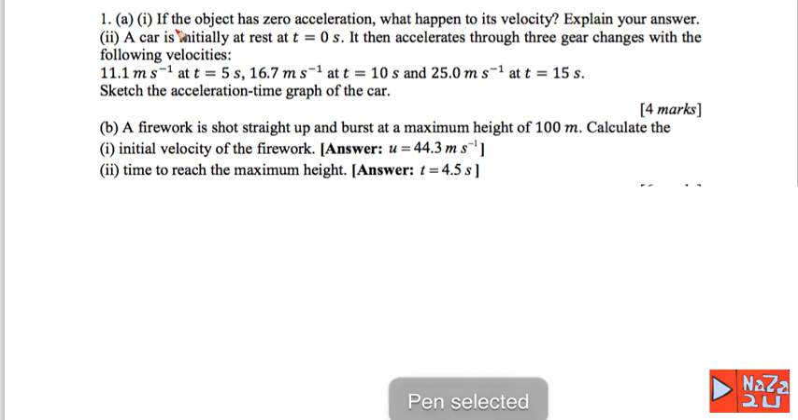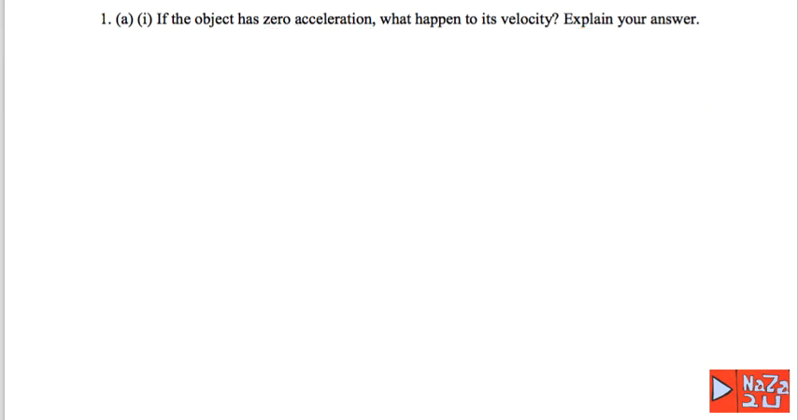A1: if the object has zero acceleration, what happens to its velocity? Explain your answer. Okay, again, zero acceleration, meaning a is equal to 0.